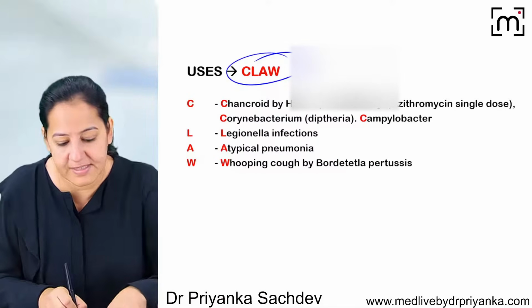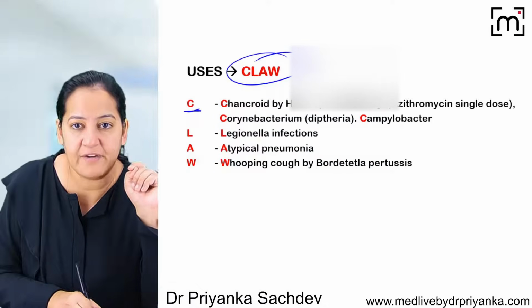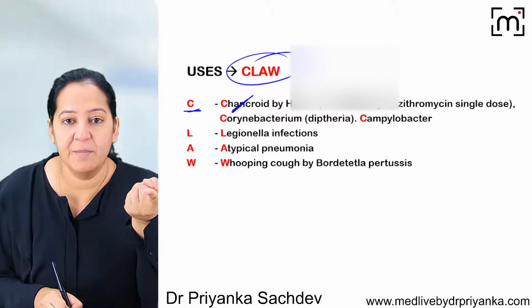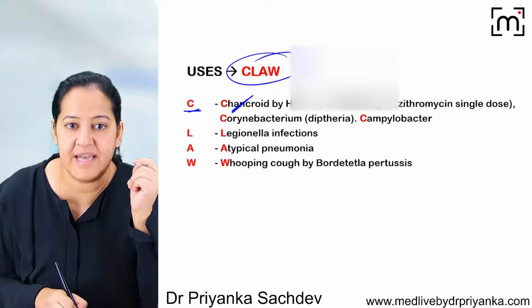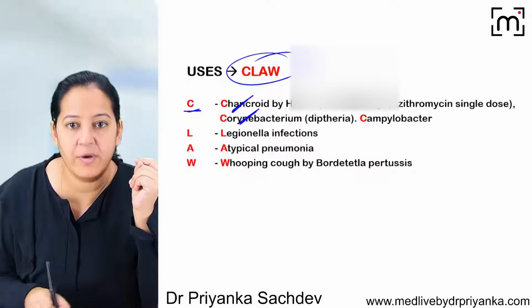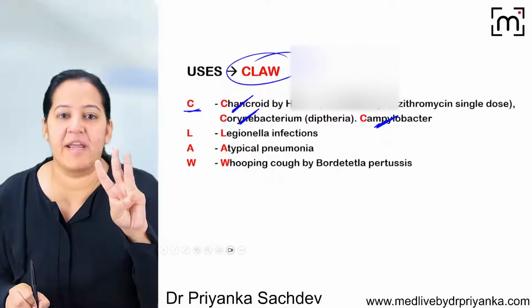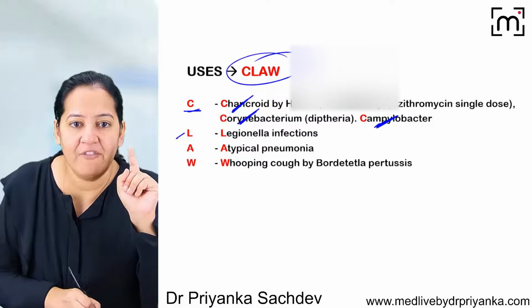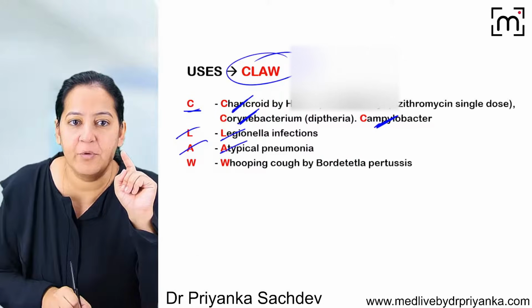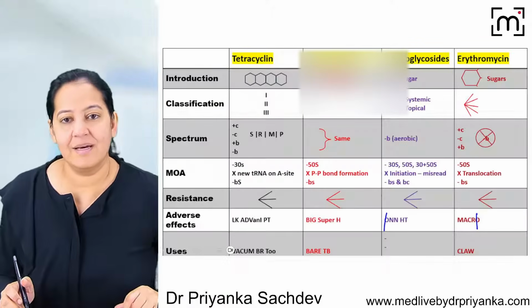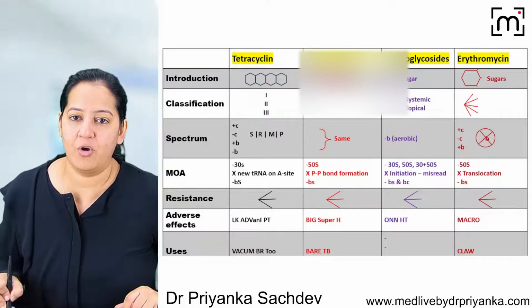And the mnemonic of the uses is CLAW. C stands for 3 things: chancroid, caused by Haemophilus ducreyi, which is an STD; Corynebacterium diphtheriae; and Campylobacter. So chancroid, Corynebacterium, and Campylobacter. These are the 3 Cs. L for Legionella. A for atypical pneumonia and W for whooping cough. Whooping cough is caused by Bordetella, we all know. So that is the side effects and uses. I hope you all got it.